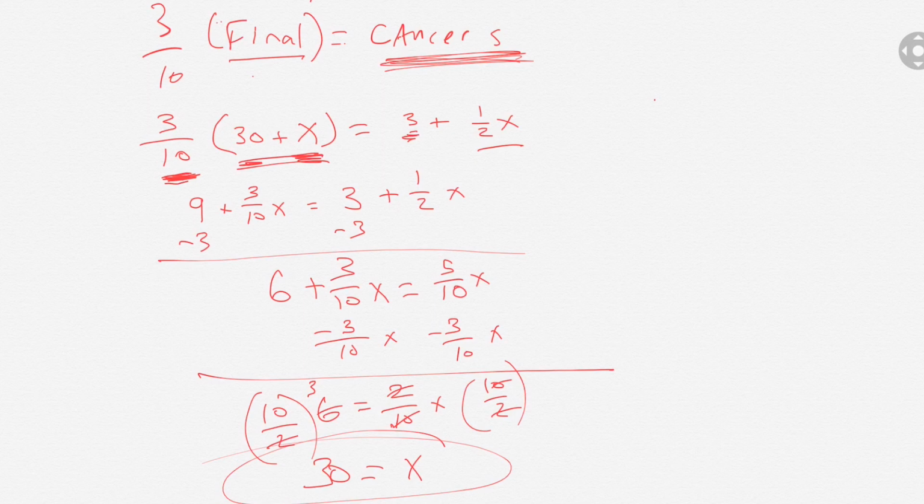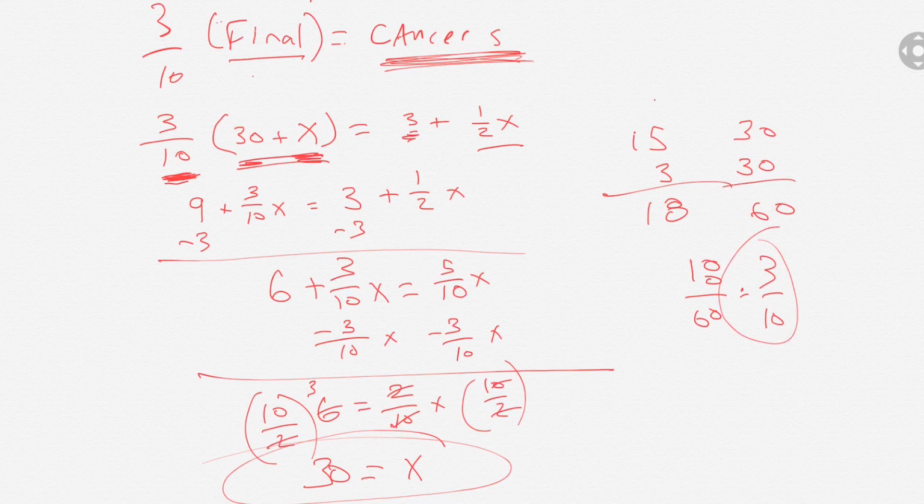If we want to check our work, 15 of those students will be Cancer signs, and we already had 3, so we'll have 18 total Cancer signs. We started with 30 students. We're adding 30 students. That's 60 students total. 18 out of 60 is indeed 3/10, which is the percentage we wanted.